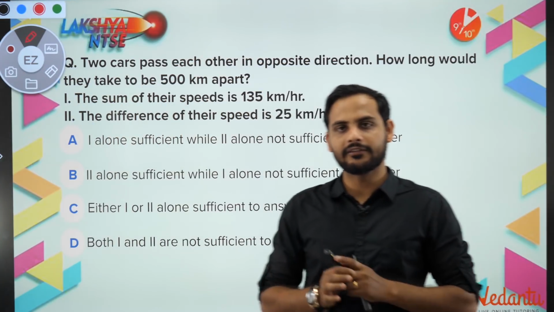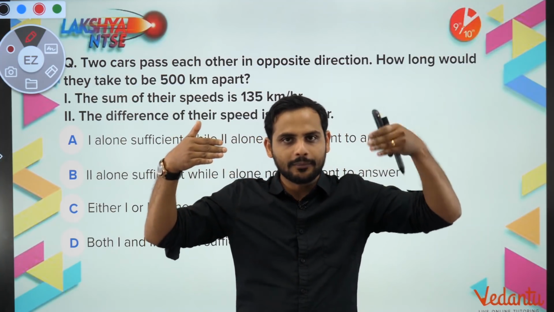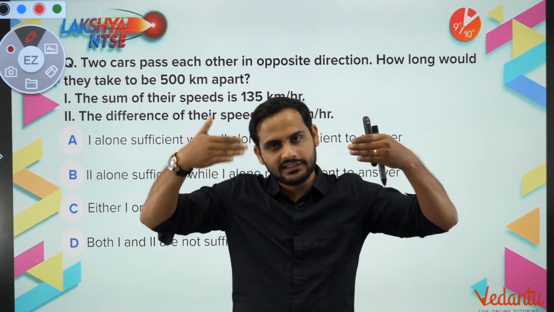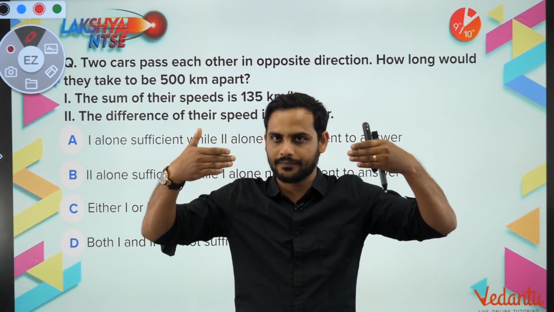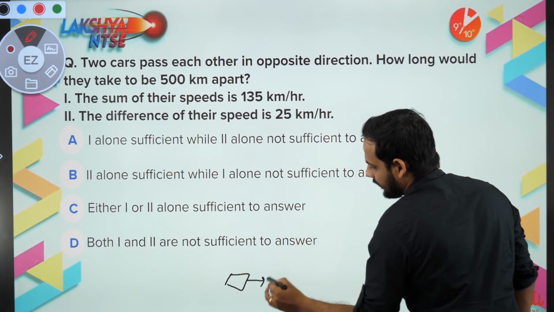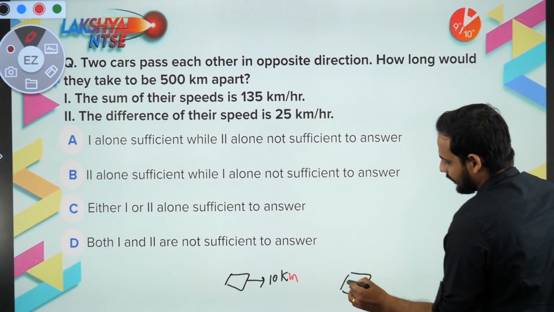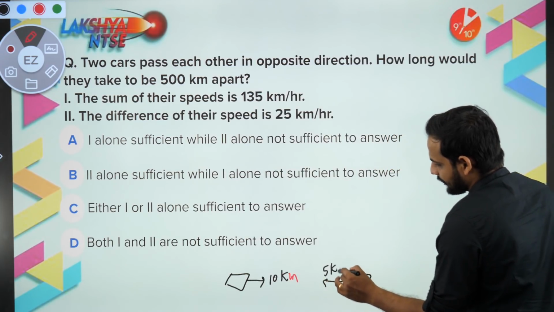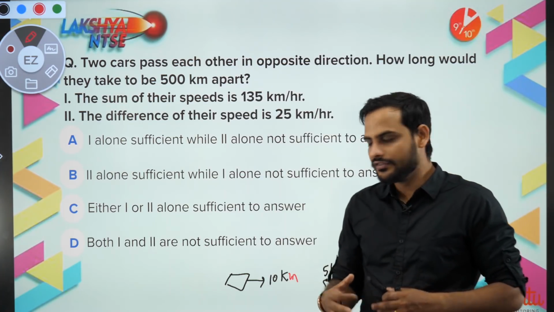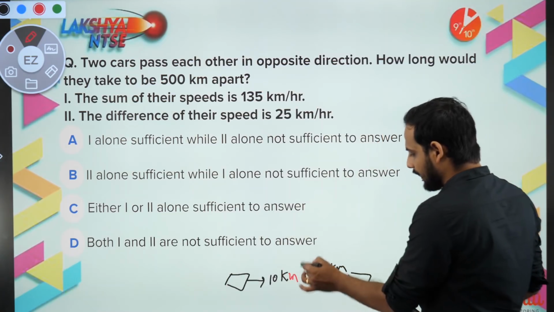In the concept of relative speed, when two objects are approaching towards each other, suppose one object is traveling at 10 km per hour and the other is traveling at 5 km per hour. When these two are traveling towards each other, suppose I talk about after 1 hour, this is per hour, this is speed.